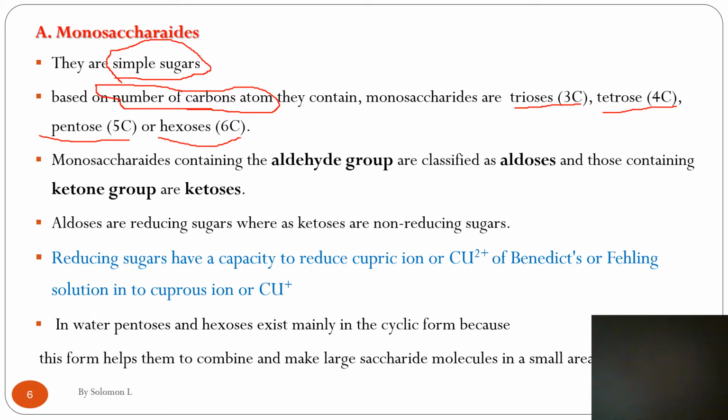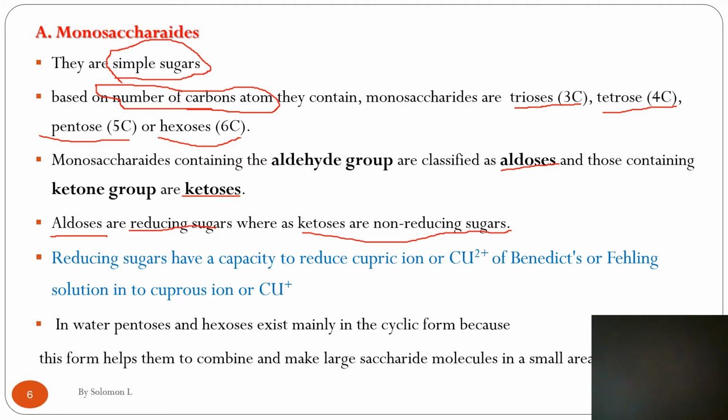Further, monosaccharides containing aldehyde groups are classified as aldose, but those containing ketone groups are known as ketose. Aldoses are reducing sugars, whereas ketoses are non-reducing sugars.